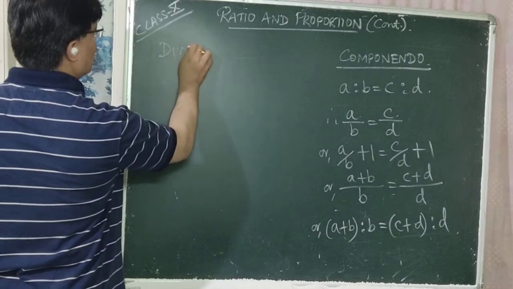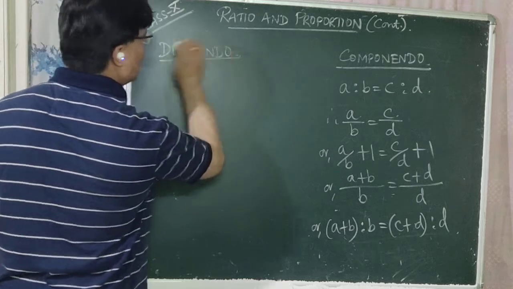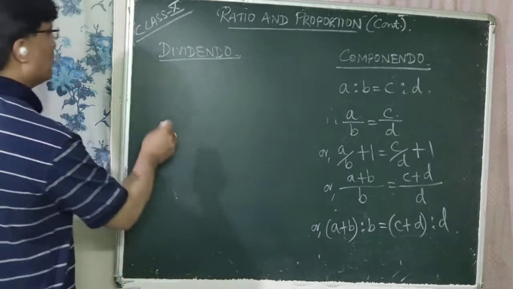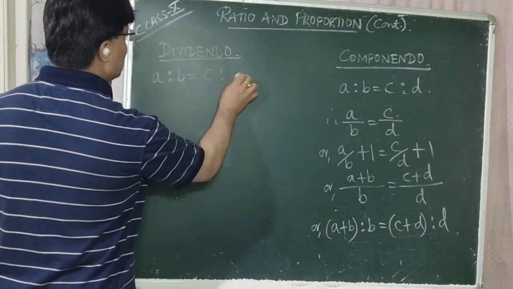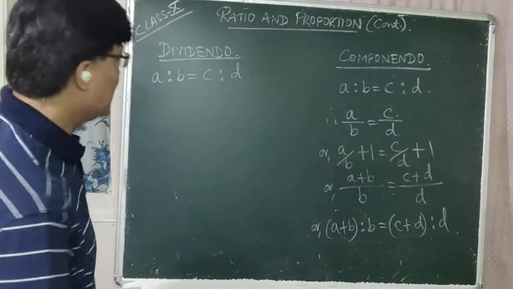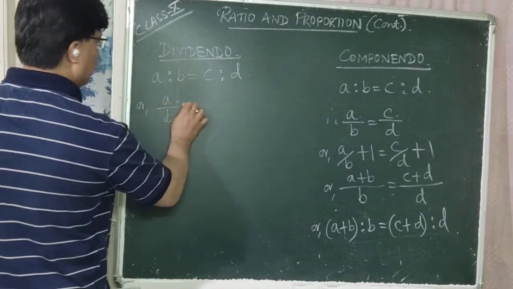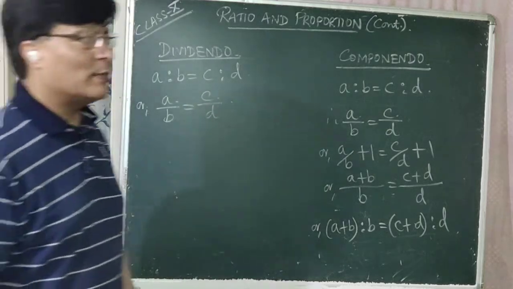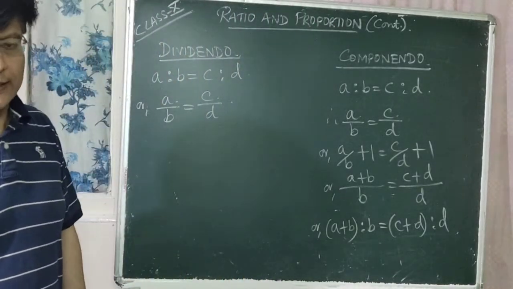Next one is what? Dividendo. So next one is your dividendo now. Suppose you have A is to B is equal to C is to D. Now you can write it in terms of fraction again: A by B is equal to C by D. That means A, B, C, D are in proportion. Is that clear?